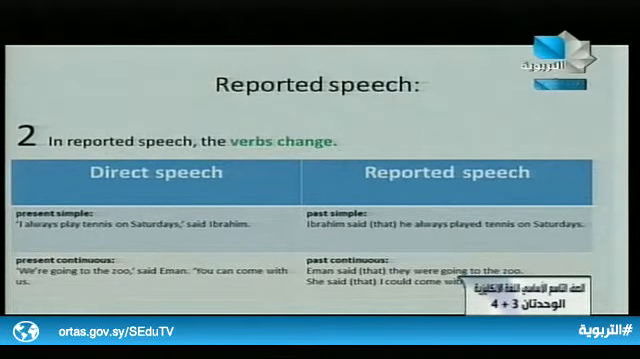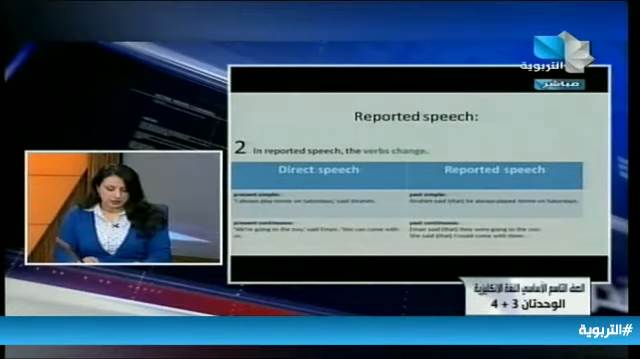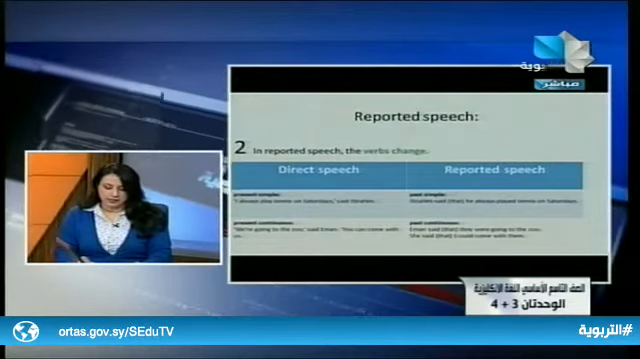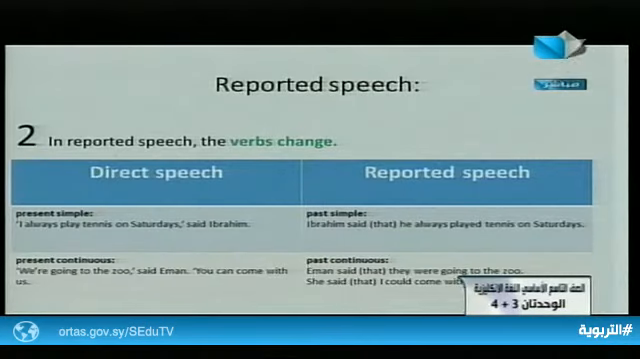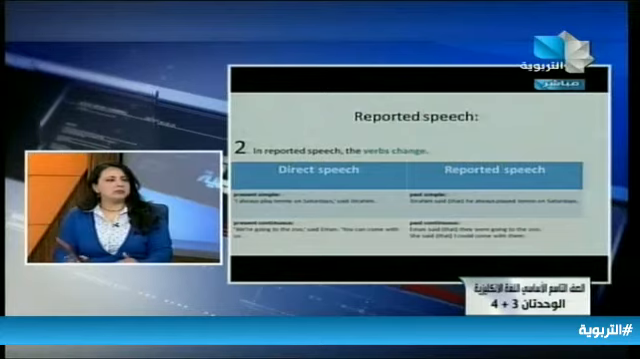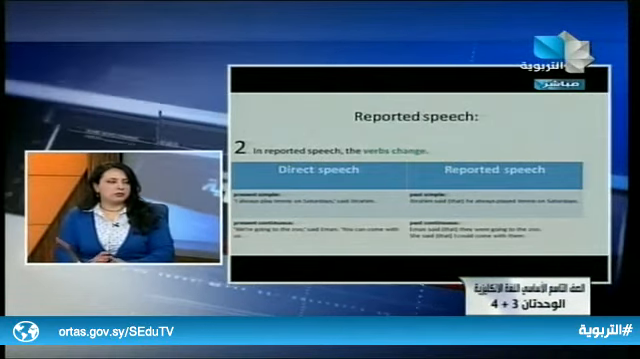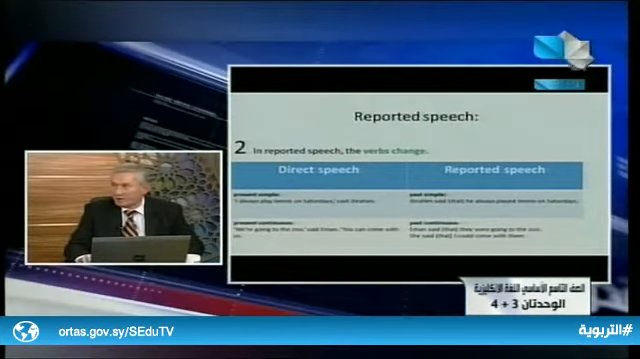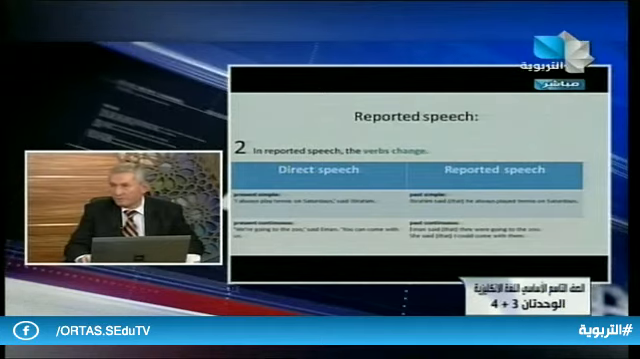Present continuous becomes past continuous. For example, we're going to the zoo, said Iman. You can come with us. Here we have different kinds of pronouns. Iman said that they, we becomes they, and are becomes were, were going to the zoo. Now she said that I could. So they have to understand who was speaking and who is speaking now. I could come with them. Now us becomes them. So they have to pay attention to the pronouns and to the tense. Yes, thank you. So now we are talking about the changing of the pronouns, the possessive pronouns, and the verb.